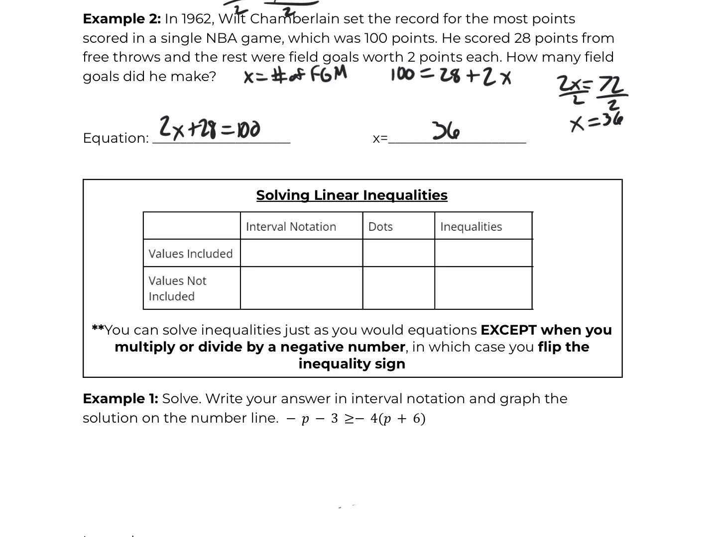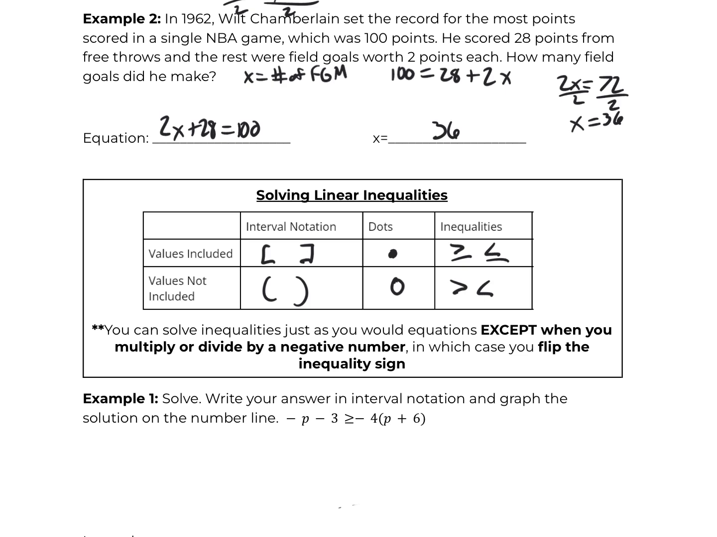Alright. So now we are going to look at how to show values included and not included as we move towards inequalities. So of course, with interval notation, if the values are included, we're going to use brackets, and if they're not included, we're going to use parentheses. When you look at endpoints and dots, if it's included, we're going to have a filled-in circle, and if it's not included, we're going to have an open circle. Inequality symbols with values included are going to be greater than or equal to, or less than or equal to, and values not included are just going to be greater than and less than.